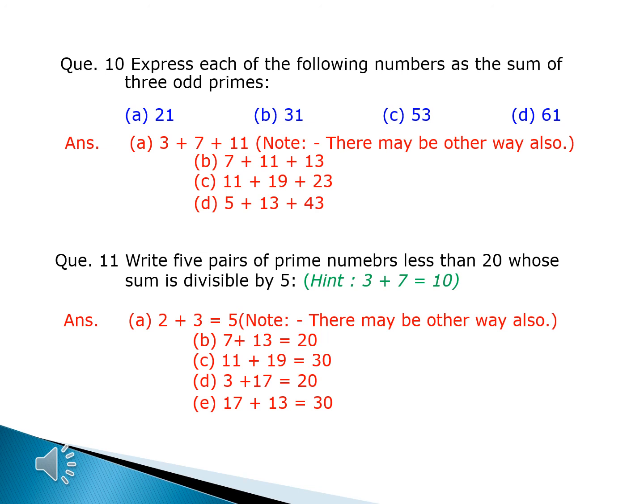Right, so all of you know the divisibility rule of 5, that the ones place should be 0 or 5. So 3 plus 2 or 2 plus 3 is equal to 5, correct. 7 plus 13 is equal to 20, so 20 is divisible by 5. 11 plus 19 is equal to 30, 30 is divisible by 5. 3 plus 17 is equal to 20, 20 divisible by 5 again. 17 plus 13 is equal to 30, 30 divisible by 5 again. And all the 5 pairs that we have taken, the numbers in the pair are all prime numbers.